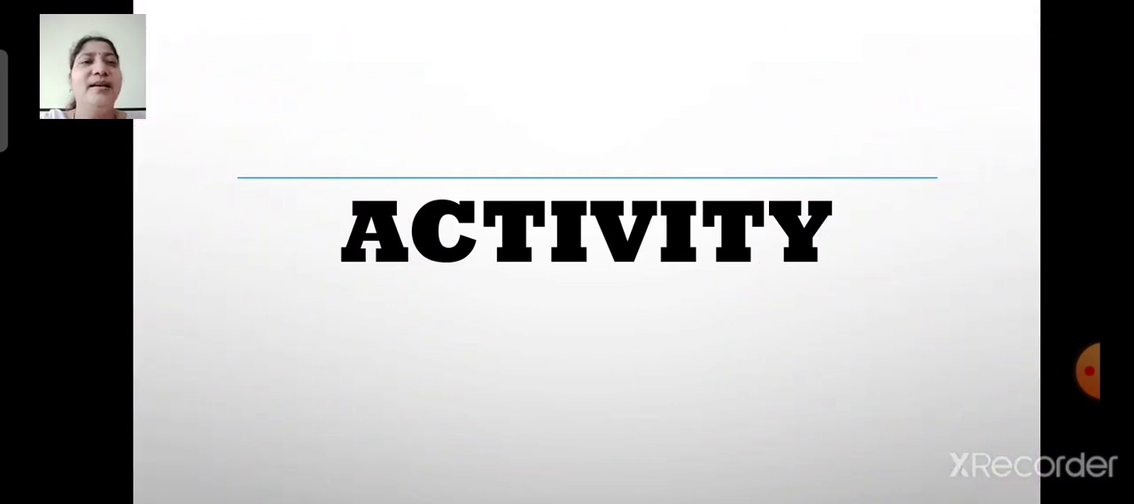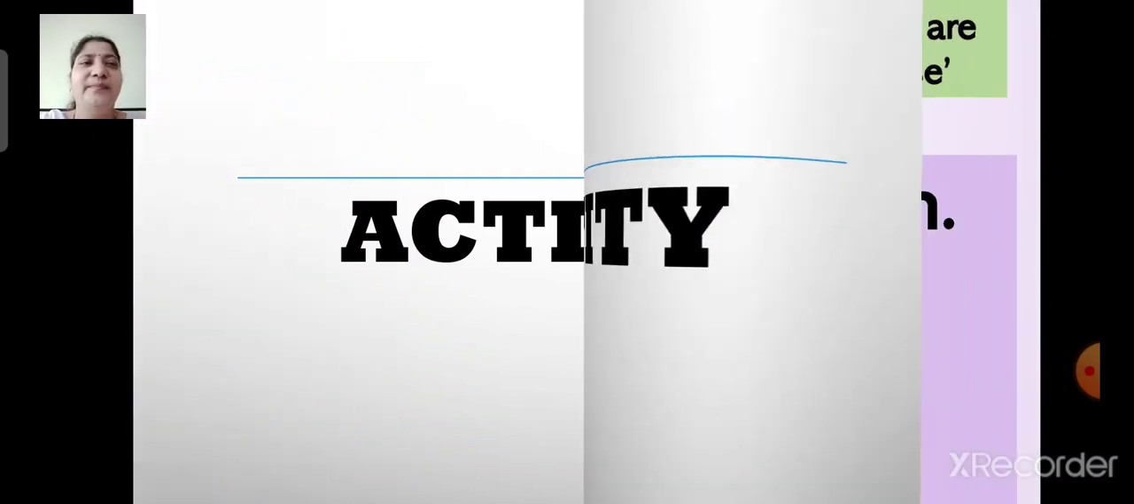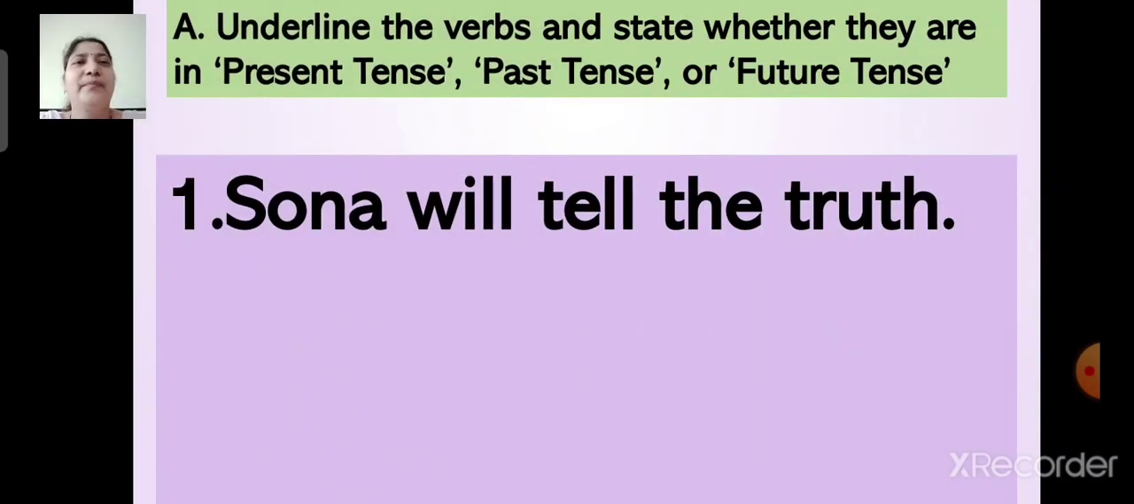Now children, let's do an activity. Underline the verbs and state whether they are in present tense, past tense or future tense. Children, here in this sentence, you have to identify and underline the verb and then state whether that verb is in present tense, past tense or future tense. So children, let us read this sentence.